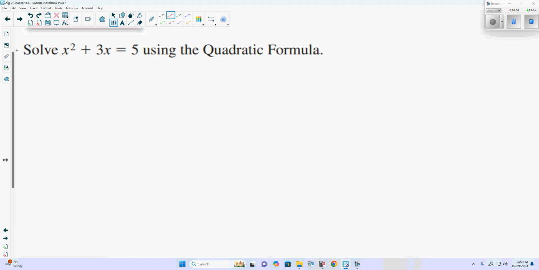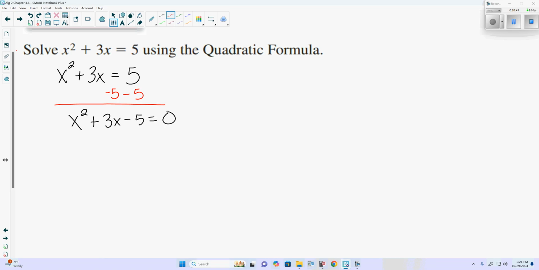So we have this quadratic. You don't have to rewrite it. I'm going to rewrite it here. Now, one of the main things for us to be able to use the quadratic formula is that our quadratic has to be equal to 0. This one here is not equal to 0. So to get it equal to 0, we're going to subtract 5 from both sides, telling us that we have x squared plus 3x minus 5 is equal to 0.